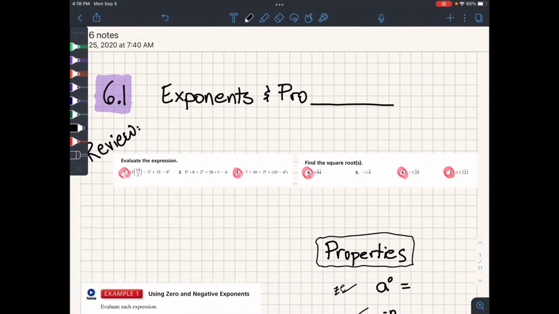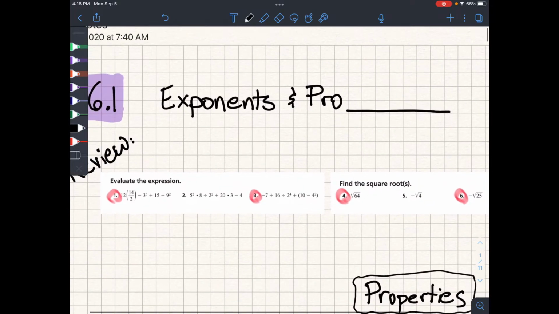All right, here we go, lesson 6-1. Hopefully you've got something to write some notes down on. This will be useful when we come to the quiz or the test. So today's title would be exponents and properties.